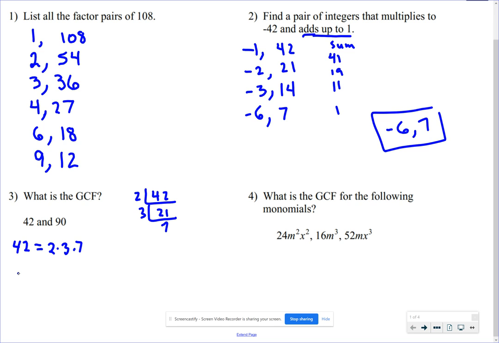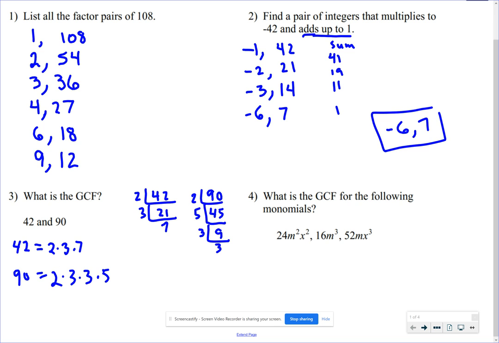And then I need to do the same kind of thing with 90. So I'm going to do a factor chart for 90. It's divisible by 2 because it's even. 90 divided by 2 is 45. 45 is not divisible by 2, but it is divisible by 5. 45 divided by 5 is 9. 9 is not prime. It's 3 times 3. So my 90 I can write down as 2 times 3 times 3 times 5. There's my prime factorization for 90.